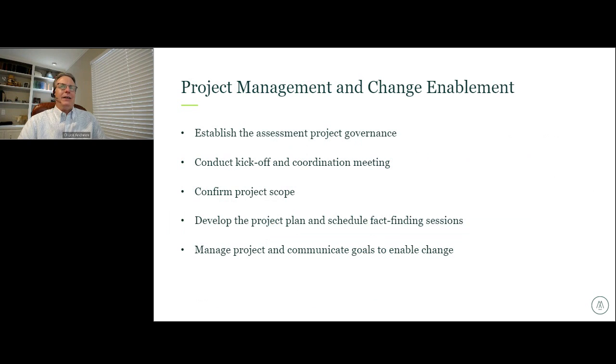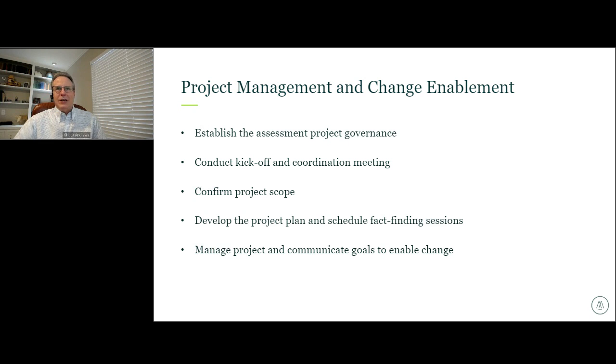And for any initiative of this type, the first thing we have to look at is project management and change enablement, and really they're one and the same. And in doing that, we have to establish project governance: who's going to be guiding the project, what does the steering committee look like if that's the case, and really figure out what the charter of the project is going to be, what's our overall goal from a strategic standpoint.